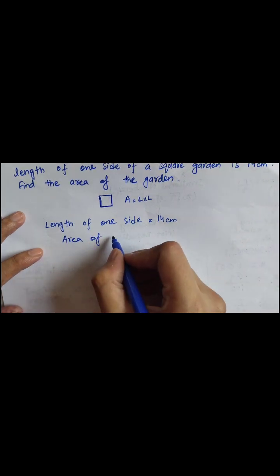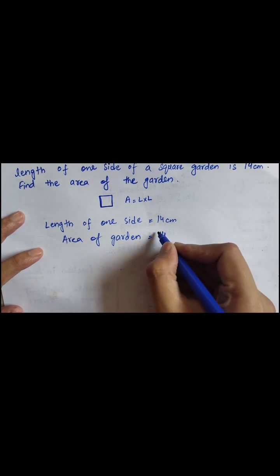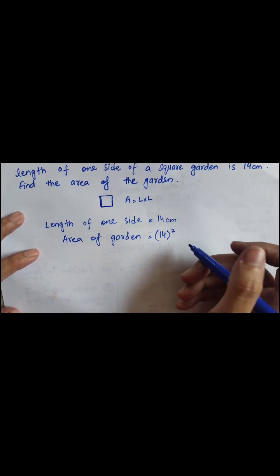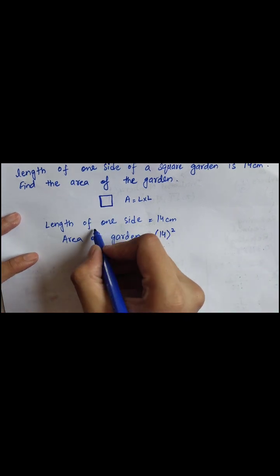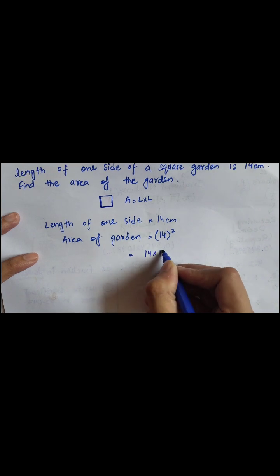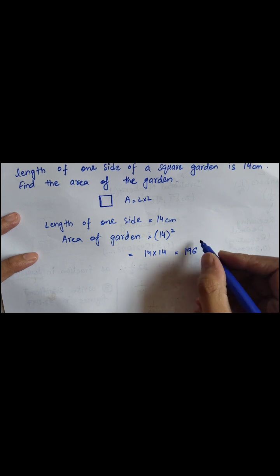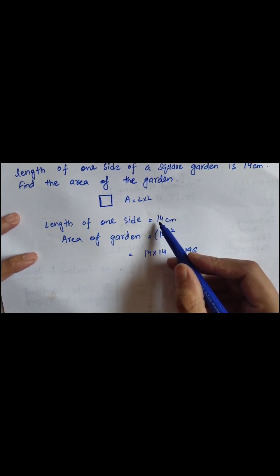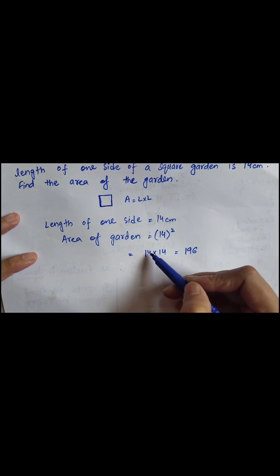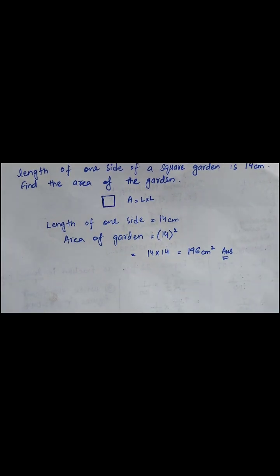Area of garden will be equal to 14 square. You will say 14 into 14 is equal to 196, and one length is centimeter, and this is also centimeter. Centimeter multiplied with centimeter becomes centimeter square. So this is your answer, if a word problem comes for your square or square root.